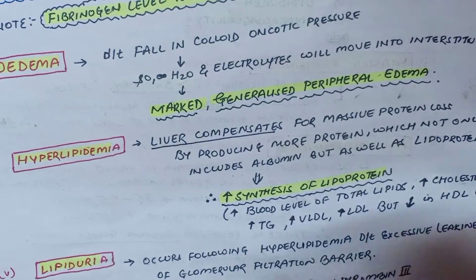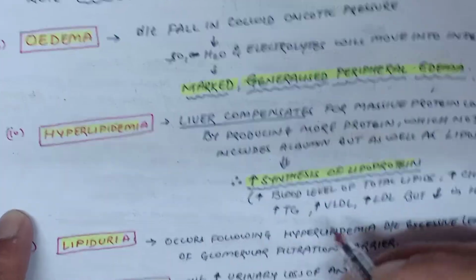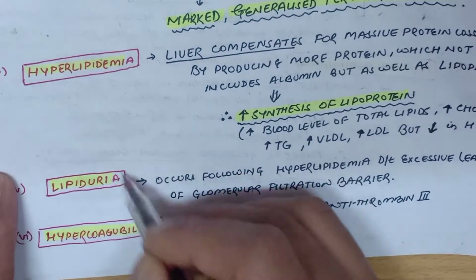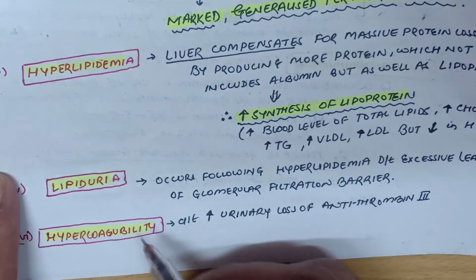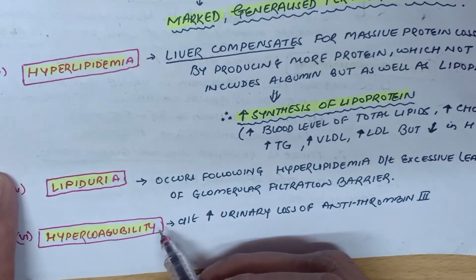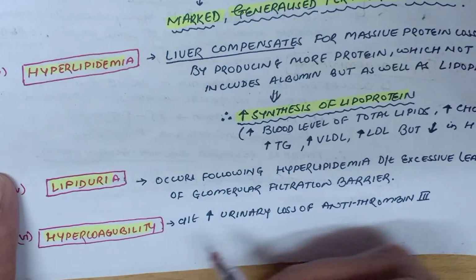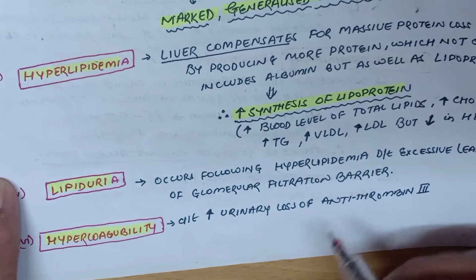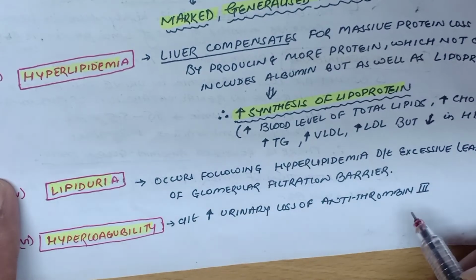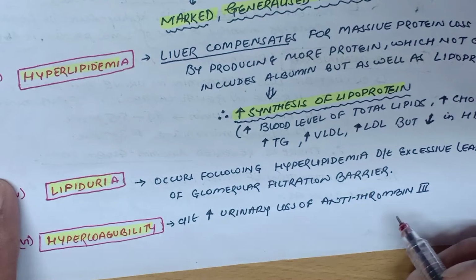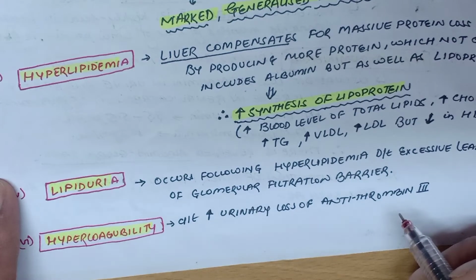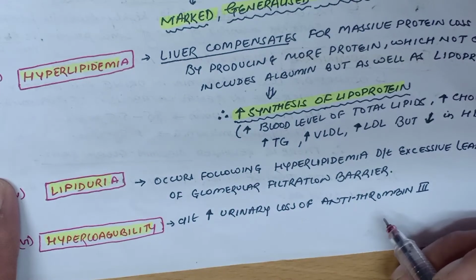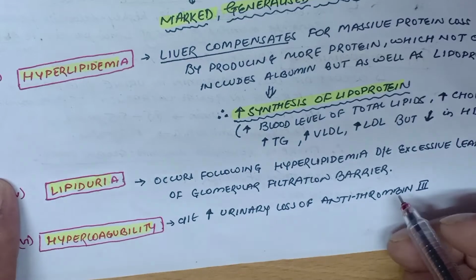And because of hyperlipidemia, this will result in excretion of lipids in the urine, which will result in lipiduria. And finally, hypercoagulability. As we have already discussed, it is due to increased urinary loss of antithrombin 3. So when there is loss of antithrombin 3, there is increased risk of thrombotic and thromboembolic complications, and this will predispose the patient to renal vein thrombosis, hyperfibrinogenemia, and altered level of protein C and S.